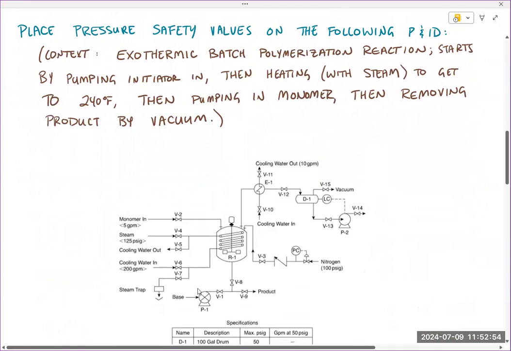So that occurs through this pump. So we're going to pump in some initiator. We start with the monomer in the vessel already because it's a batch reaction. Then we're going to heat this reactor.